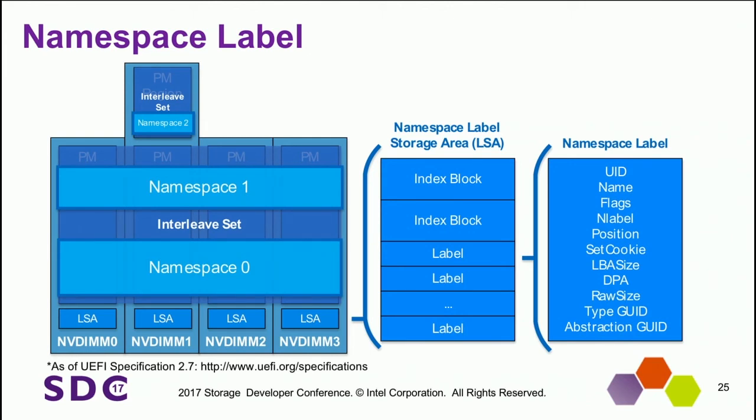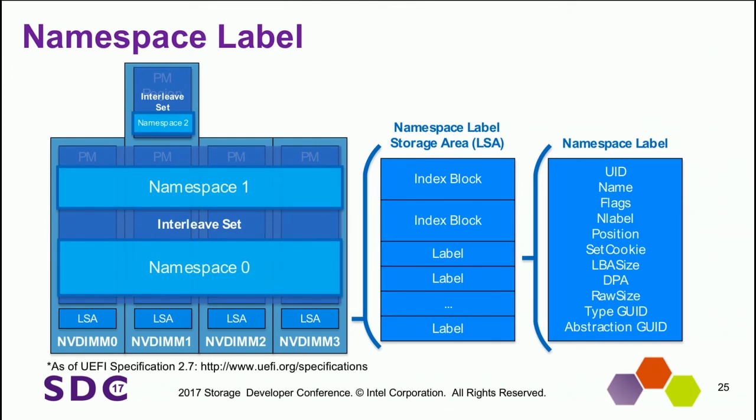Namespaces can be local, which means they're limited to a single DIMM, such as namespace 2 in this picture, or non-local, which means they're associated with more than one DIMM, such as namespace 0 and namespace 1. In the case of non-local namespaces, the number of labels is equal to the number of DIMMs contributing to the interleave set or the SPA range. In this case, there would be 4 namespace labels for namespace 0 and namespace 1, one on each DIMM. And all of them have to be there for the namespace to be good.